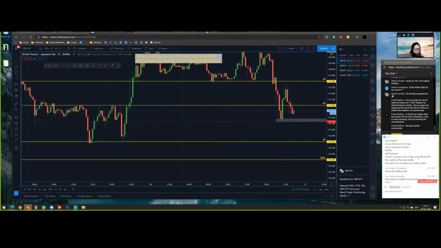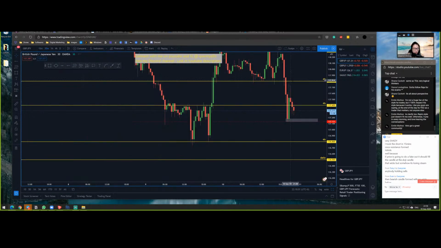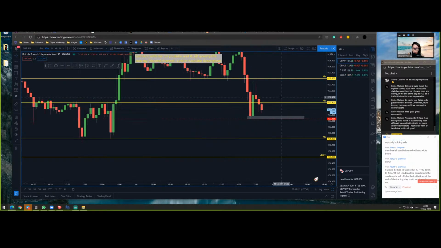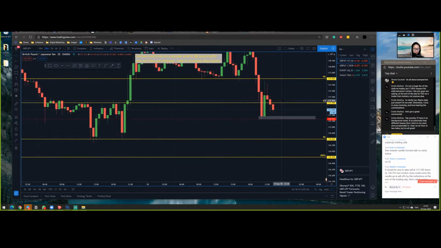Price is gonna do a fake out. I should fill the candle at the doji candle. On the 30, which doji? Somehow it's losing steam. That bearish candle formed with no wick below. People on Zoom, if you want to ask me something, you can draw on the charts, okay? Just remember to clean it off.